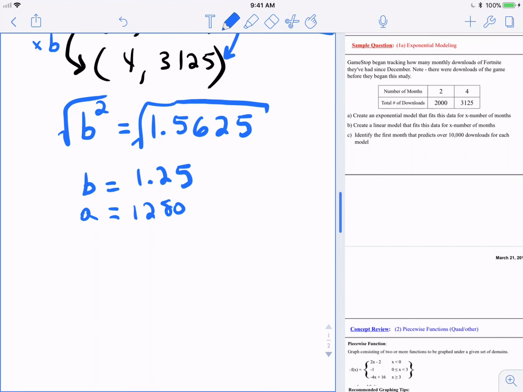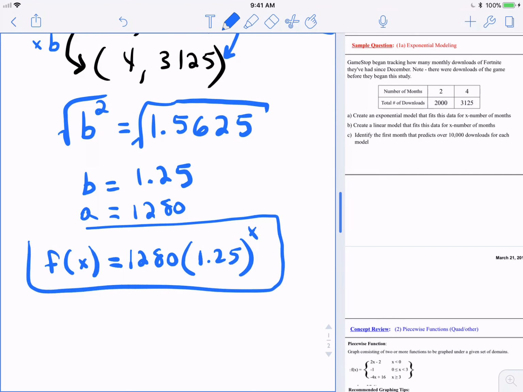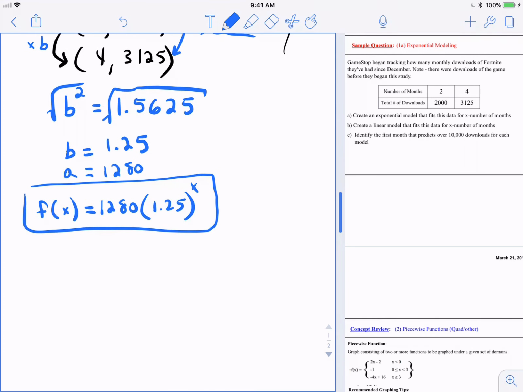My function is determined. It didn't say what to call this. We'll call it f of x. Always make sure to see if you're told to call it something, you want to call it that thing. 1.25 to the x power. Leave it like this. We can't do the multiplication there, obviously. That's our exponential model.